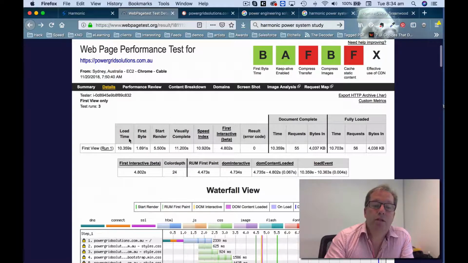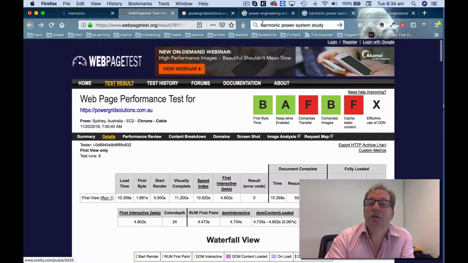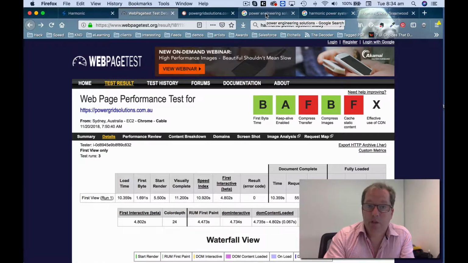Your load time is 10 seconds, your first byte. So that first, how long does it take that server to respond? 1.6. That should be around 0.8. But that can be tricky to get down to unless you're really throwing a heap of energy at your hosting.